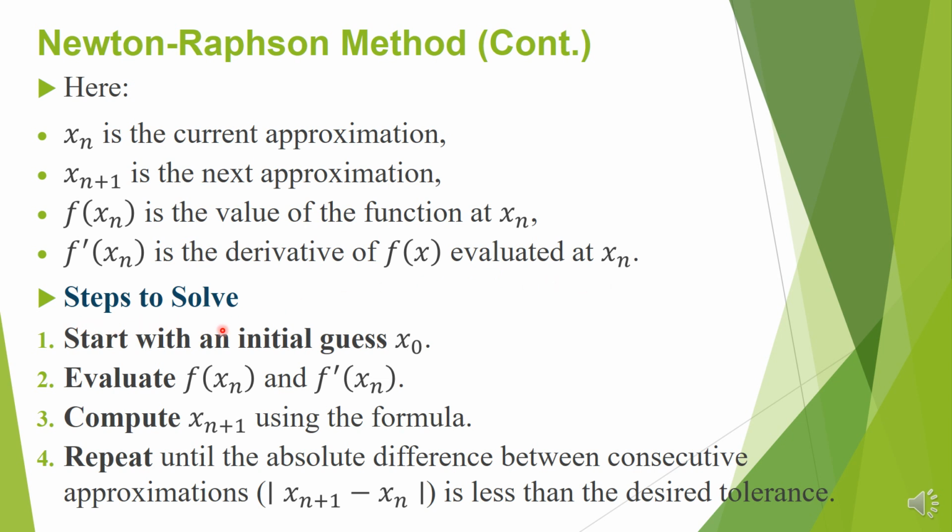Steps to solve. Start with an initial guess x naught. Evaluate f of xn and f dash xn. Compute xn plus 1 using the formula. Repeat until the absolute difference between consecutive approximations, xn plus 1 minus xn, is less than the desired tolerance.